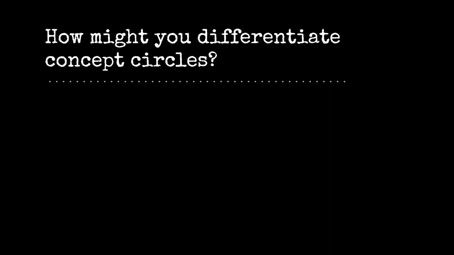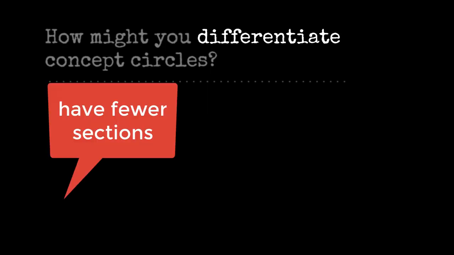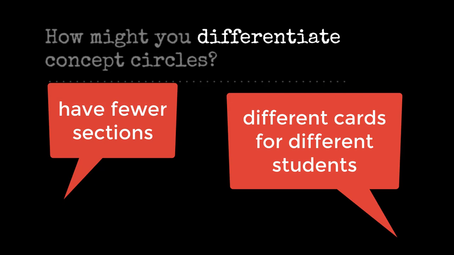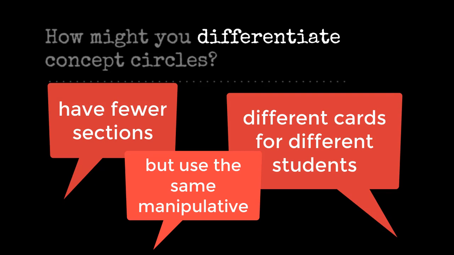Concept circles are quite easy to differentiate. We might modify the number of sections. We can have as few as 3 or as many as 8. We might also give different cards or sticky notes for different groups, depending on where they are in their learning, but expecting all students to use the same tool or manipulative.